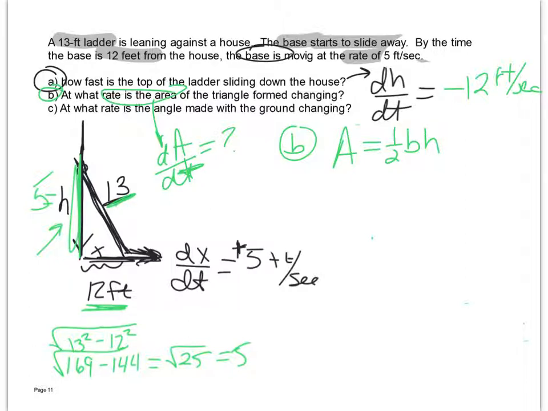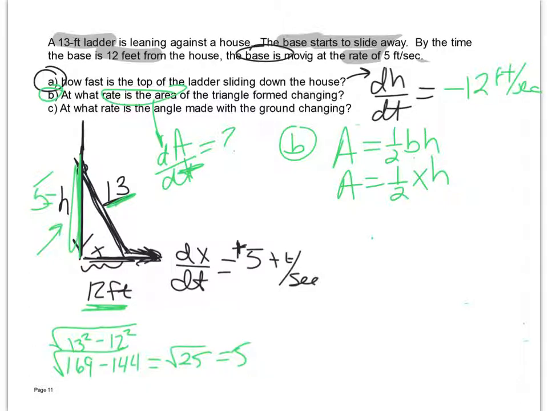So I can do dA/dt, but maybe I better relate base and height in terms of the triangle we have. Our height we called h, so that was good. Our base we called x. That one we need to sub in. So let's go ahead and do that. So this is really A equals 1/2 xh.